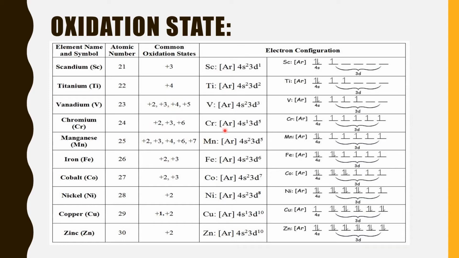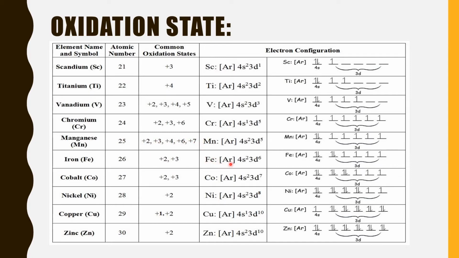For chromium, the electronic configuration is 4s1 3d5. Actually, it is 4s2 3d4, but as we know the half-filled configuration is more stable, so 4s gives 1 electron to 3d and it becomes 4s1 3d5. It is completely stable, and the oxidation states are +2, +3, and +6. For manganese, it already exists in the half-filled state, so it is stable, and the oxidation states are +2, +3, +4, +6, and +7.